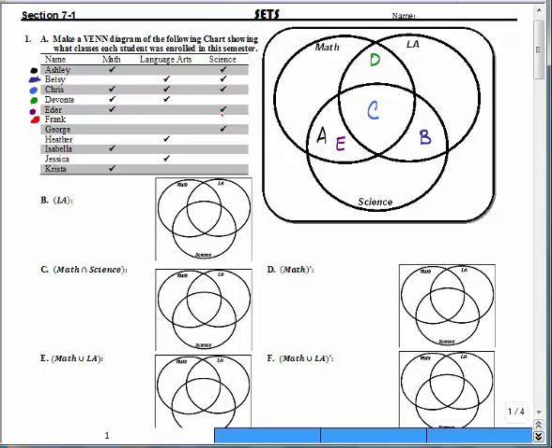Frank isn't in any of these. So since Frank's not in any of these, the way we do that is we just place an F on the outside. George is only in science, so we can put a G right here. Heather is only in language arts, so the place that represents only language arts would be right here. Isabella is in math, and that's it. So just math would be right here for Isabella.